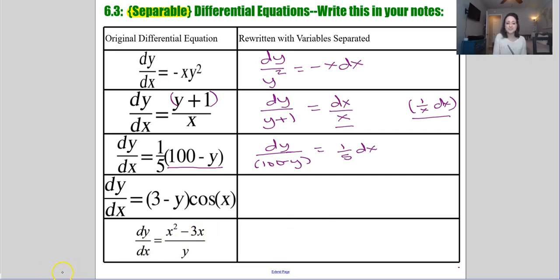Okay, I'm going to force pause on the screen. See if you can try the next two on your own. Hit continue when you're ready to check your answers.